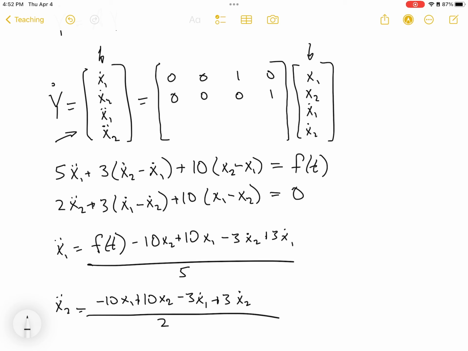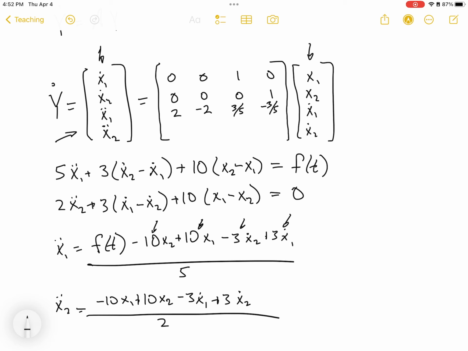For x1 double dot, the x1 term is going to be right here. It's going to be 10 over 5 times x1, so it's just going to equal 2. X2 is minus 10 over 5, minus 2. X1 dot is 3 over 5. And x2 dot is minus 3 over 5.